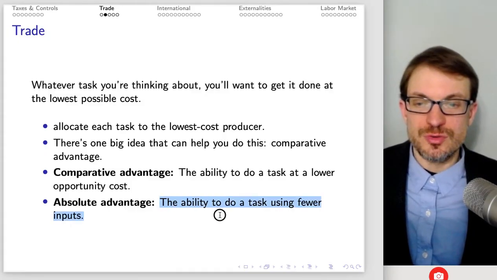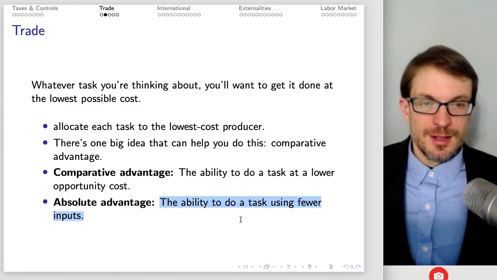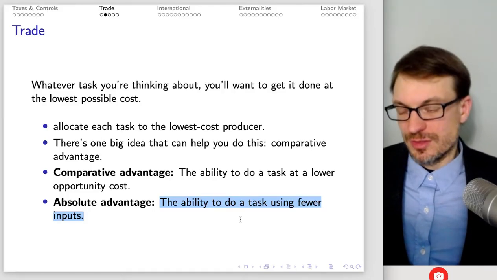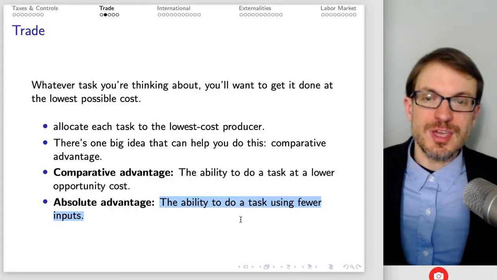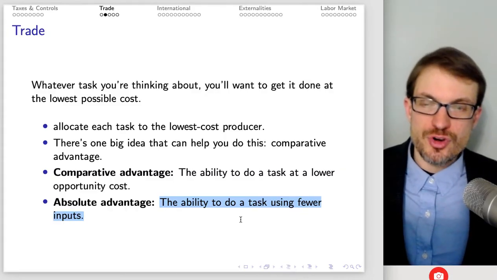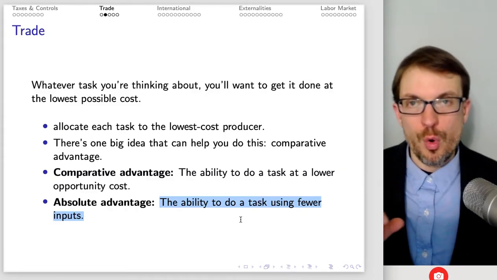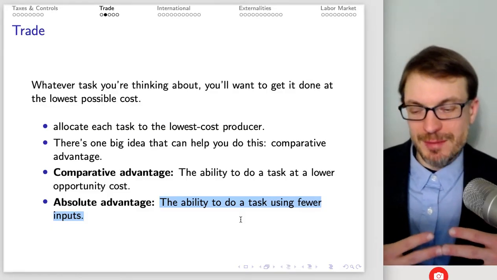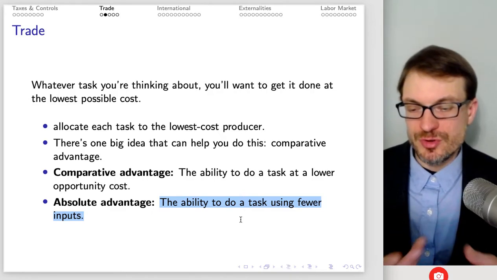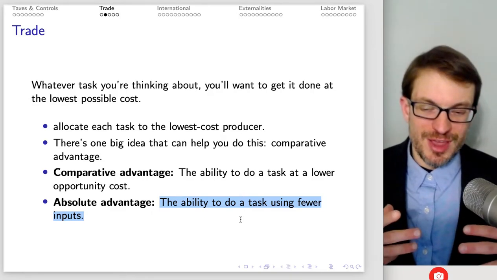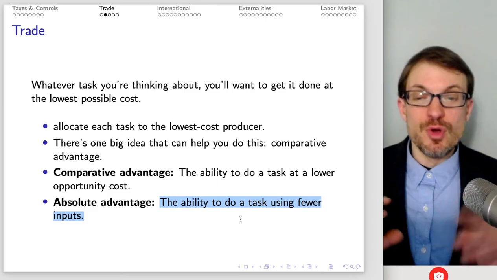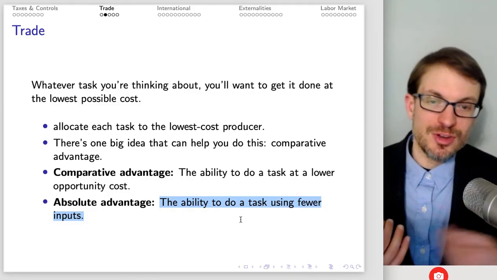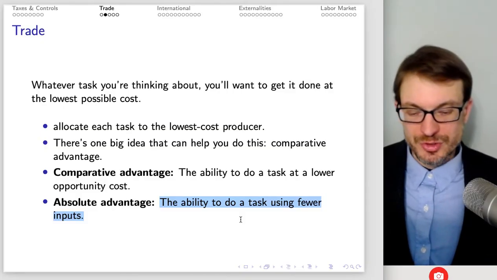Absolute advantage, we're thinking about this as being the most efficient producer, being able to do a task using the fewest amount of inputs. You could think of this as a version of the lowest cost producer. If you only had one trader, if it's just you, you might be tempted to say, oh, whatever I have the lowest opportunity cost of, that'd be my comparative advantage. Maybe, but if you only have one trader, what you're actually identifying there is absolute advantage, the ability to do that task at the lowest cost.